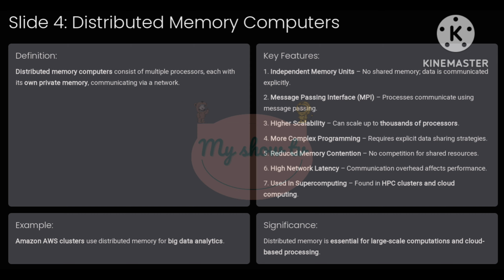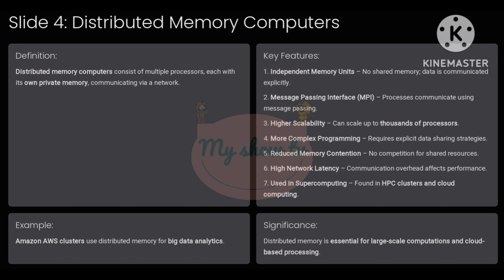7. Supercomputing applications, used in HPC clusters, cloud computing, and distributed databases. Example: Amazon AWS and Google Cloud use distributed memory architecture to handle large-scale applications like big data analytics and machine learning. Significance: distributed memory systems allow high scalability and are used in cloud computing, AI, and scientific simulations. However, they require careful management of data transfer and synchronization.